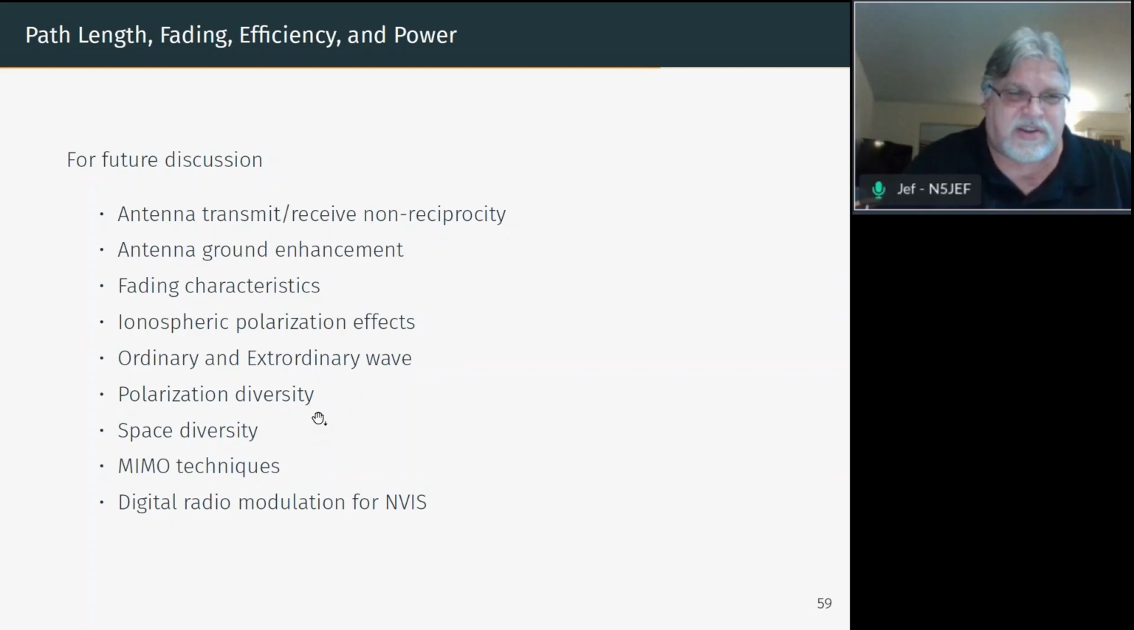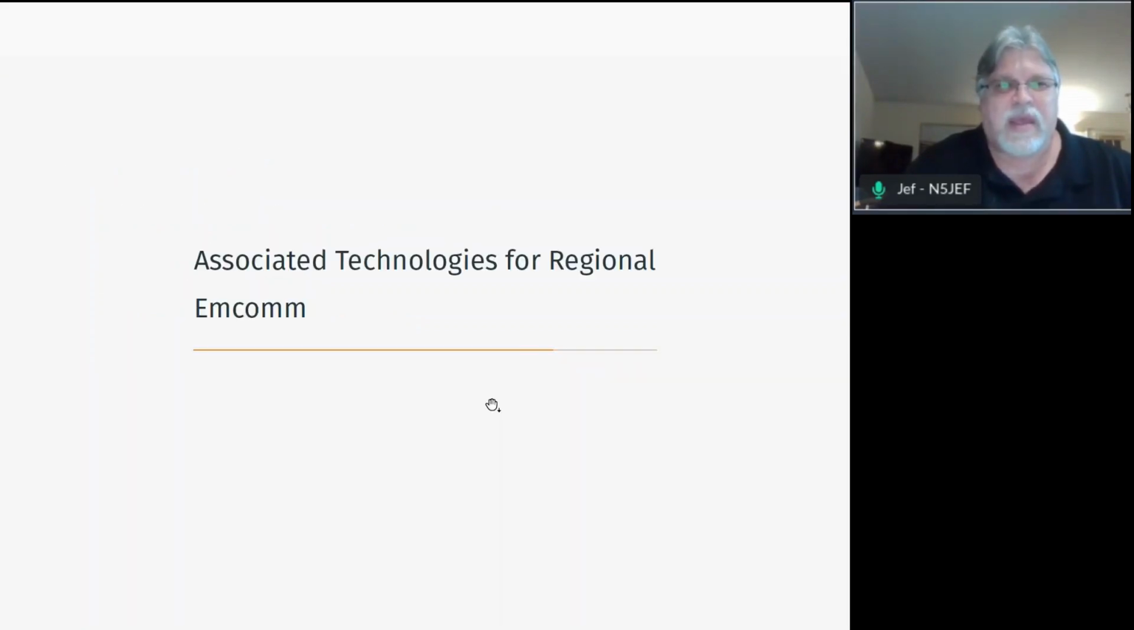Polarization diversity, space diversity, multiple input, multiple output techniques, and digital radio optimized for NVIS. So these are all topics related to it, but we certainly couldn't get into them right now.